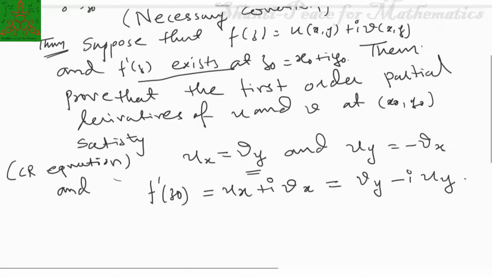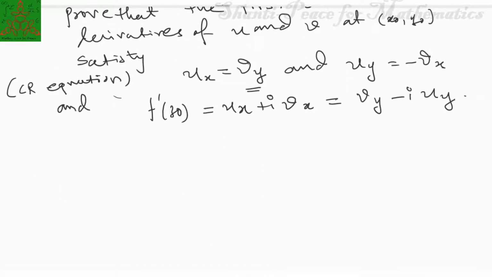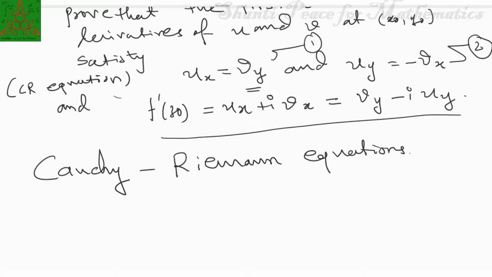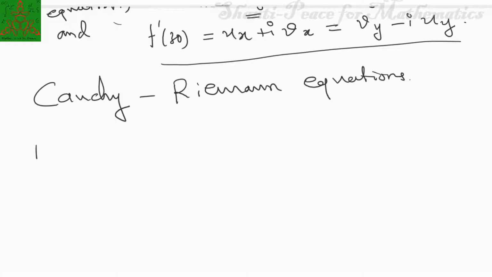What is the CR equation? It is the Cauchy-Riemann equations. Both equation 1 and equation 2 are known as the Cauchy-Riemann equations. So here we want to prove that if the function is differentiable, then it satisfies the CR equations, and the derivative can be calculated using this expression, that is u_x plus i v_x. Let us give the proof for this statement.